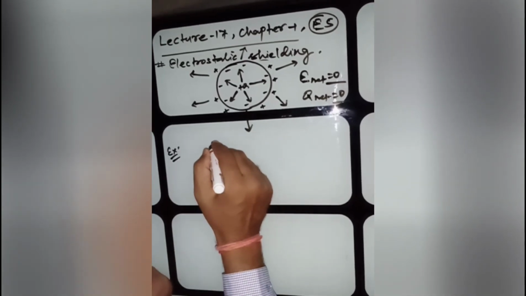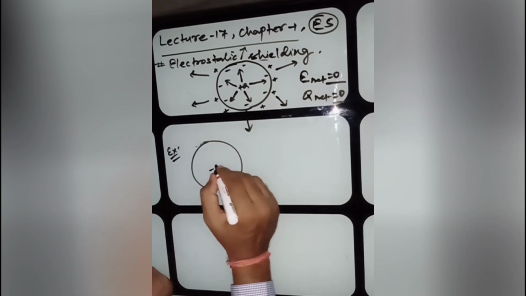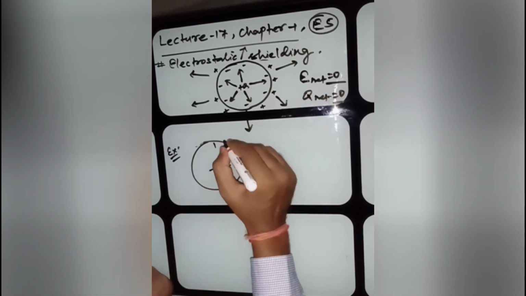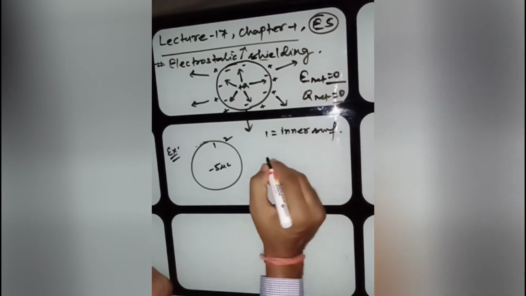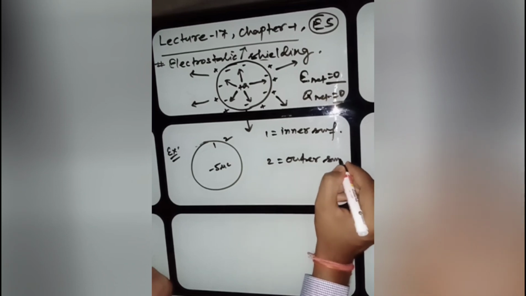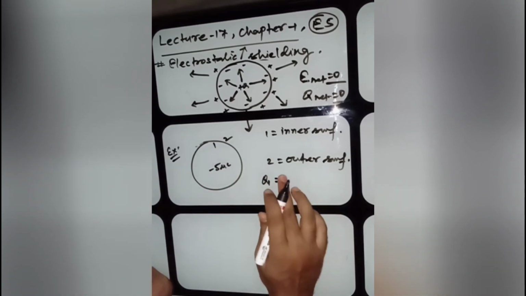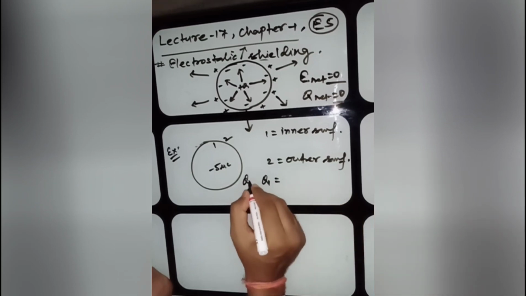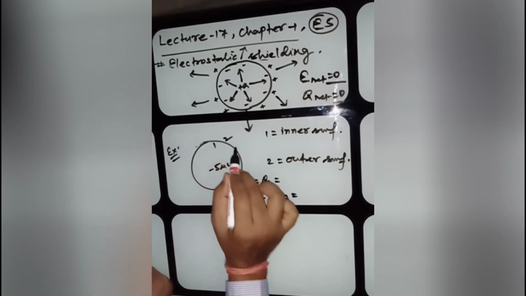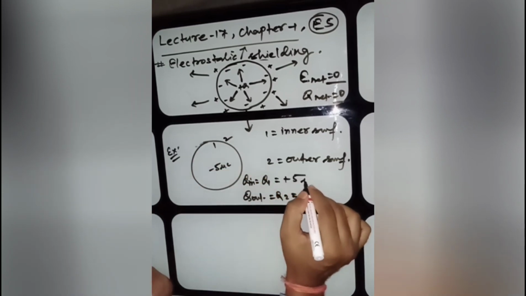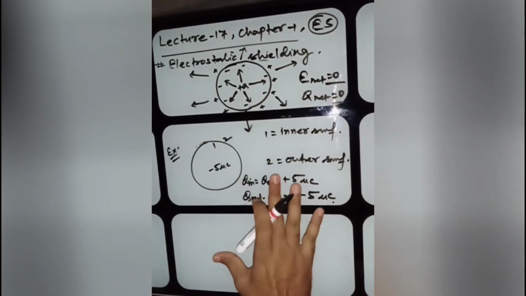The next, a simple example I'm giving you, my dear student: if this is a conductor, and here minus 5 microcoulomb has been placed. You have two surfaces, surface 1 and surface 2. Surface 1 is the inner surface and 2 is the outer surface. You have to write the charge on the inner surface. So Q1, or you can write Q in, Q out: Q1 is Q in, and Q out is Q2. So Q in, with the inner surface, how much is it? Plus 5 microcoulomb. Very good. And the outer will be minus 5 microcoulomb. This is a very simple concept, but very important.